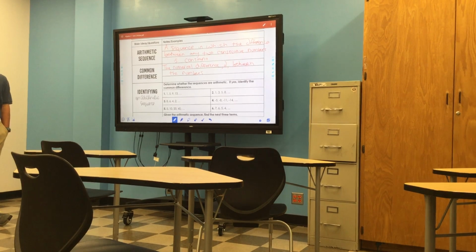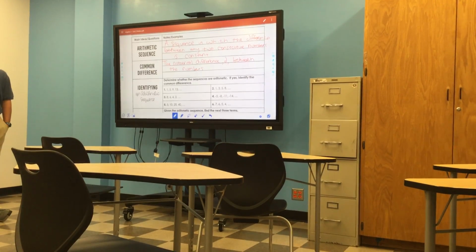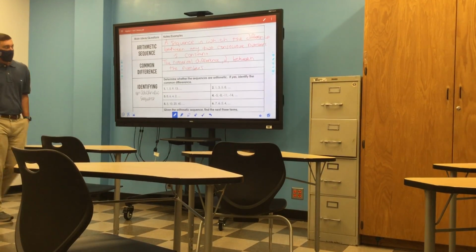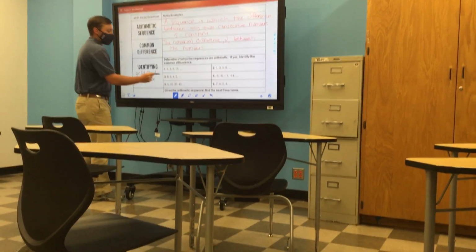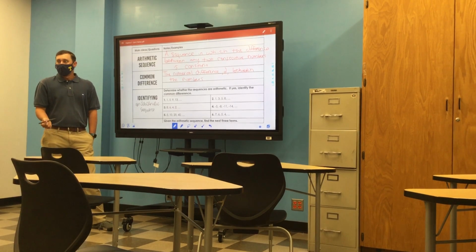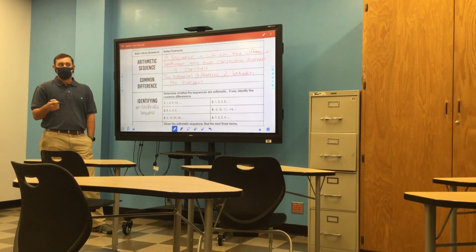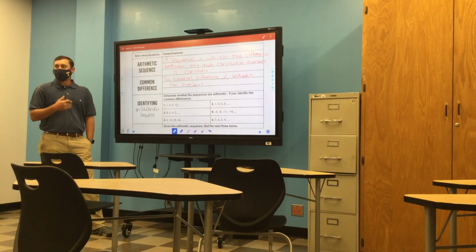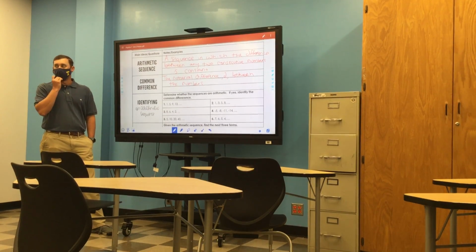Alright, so what we want to do on this identifying is determine, is there a common difference between these numbers? If so, what is it? If we look at number 1, we go from 1 to 5 to 9 to 13. Is there a common difference? Is there a number between those consecutive numbers that's there every time?